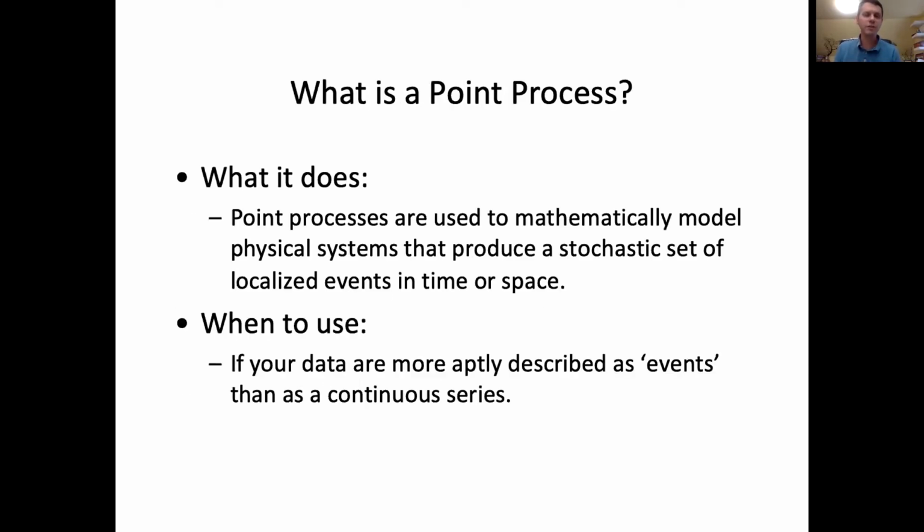So let me start by just defining what a point process model is. A point process model is a type of probability model that's used to describe any physical system that produces random data that's comprised of localized events in time or space. And so these are useful anytime your data can be described as events that are located at a certain point in space or at a certain point in time.